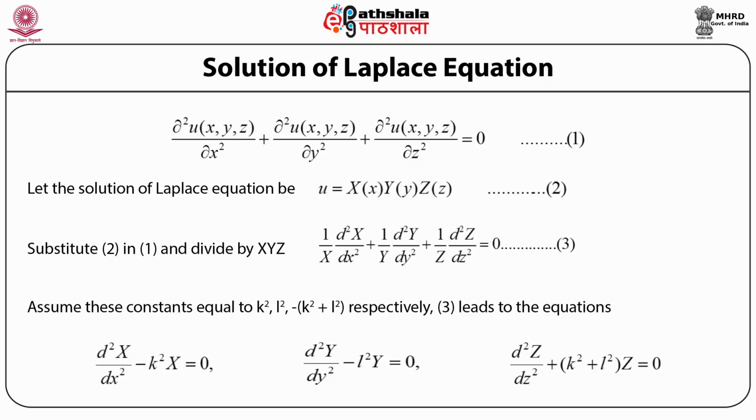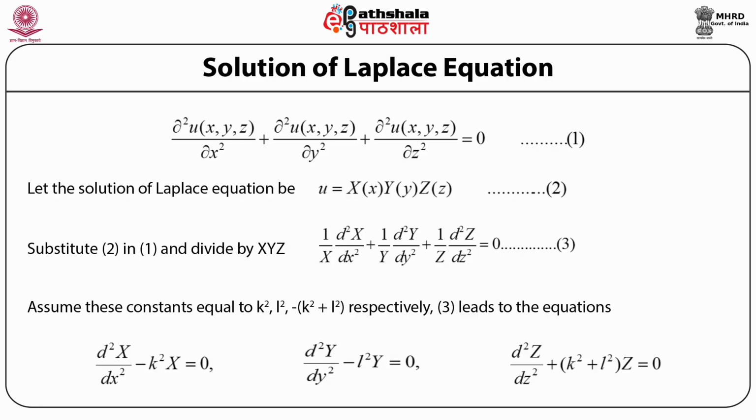The way we can assume a simple solution is: the first term we can assume equal to k squared, the second term equal to L squared, and the third term equal to minus of k squared plus L squared. Then the sum becomes equal to 0, right? So k squared plus L squared minus k squared minus L squared is equal to 0.